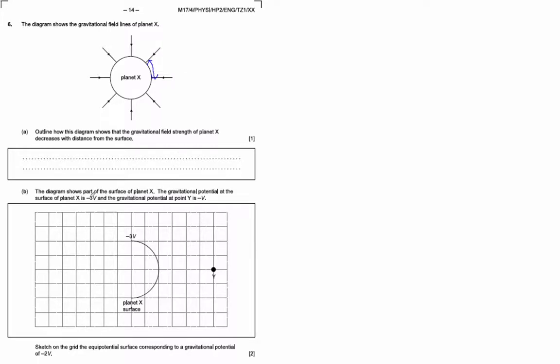Okay, and then they say that the potential right here is minus 3v. This guy is just minus v, and then they want us to find the place where it's minus 2v, right? Which is sort of counterintuitive. It's not like we've got to figure this out, right? So remember that potentials are minus GM over r, right?